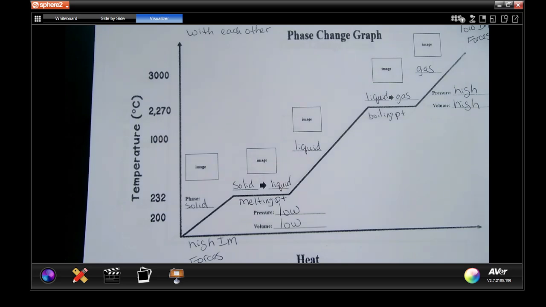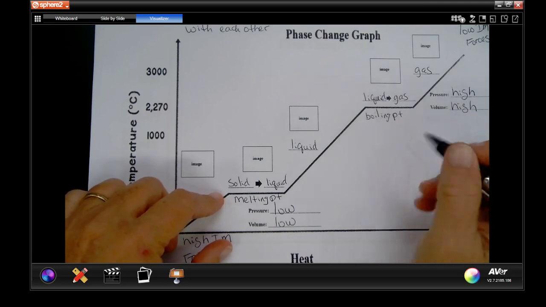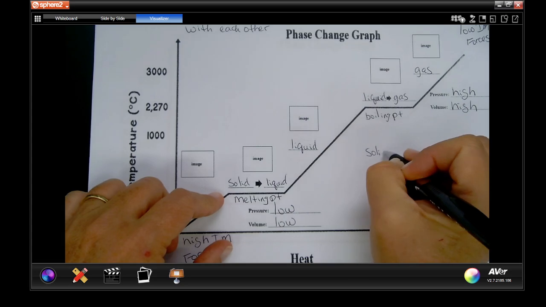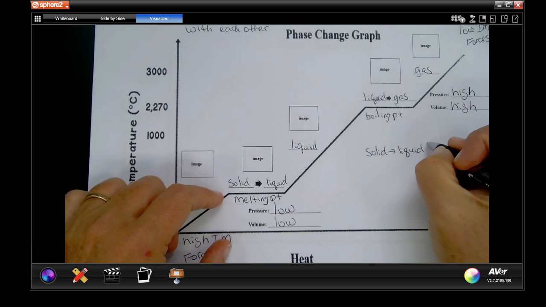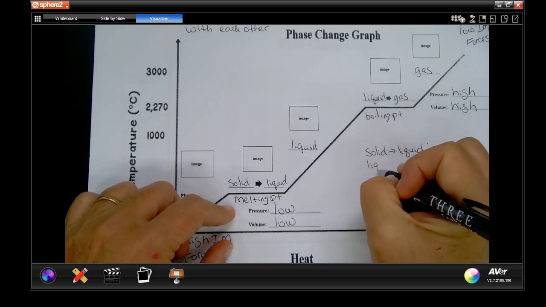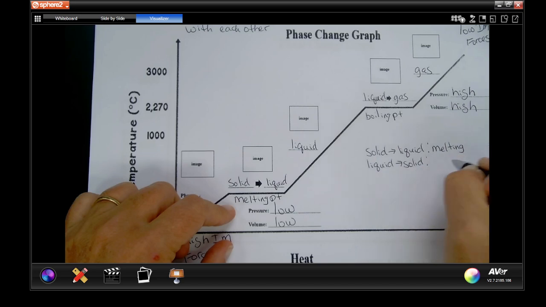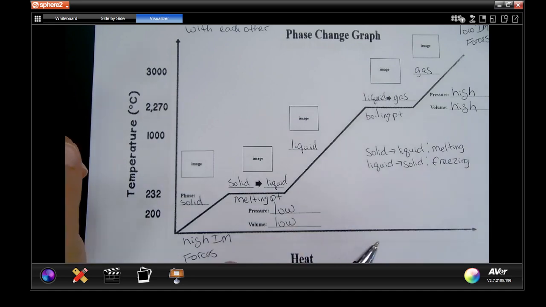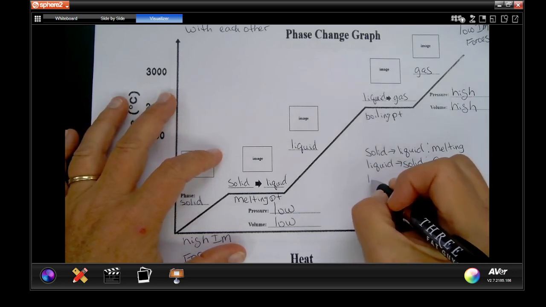Okay? We also have some other terms we call this. When we're going from a solid to liquid, I'm going to put them right here, we have a couple names for this. We call this the melting point, or it's melting. When we go back from a liquid to a solid, how about when we go backwards? Freezing. We call it freezing, because we can go back down. We can decrease the temperature.